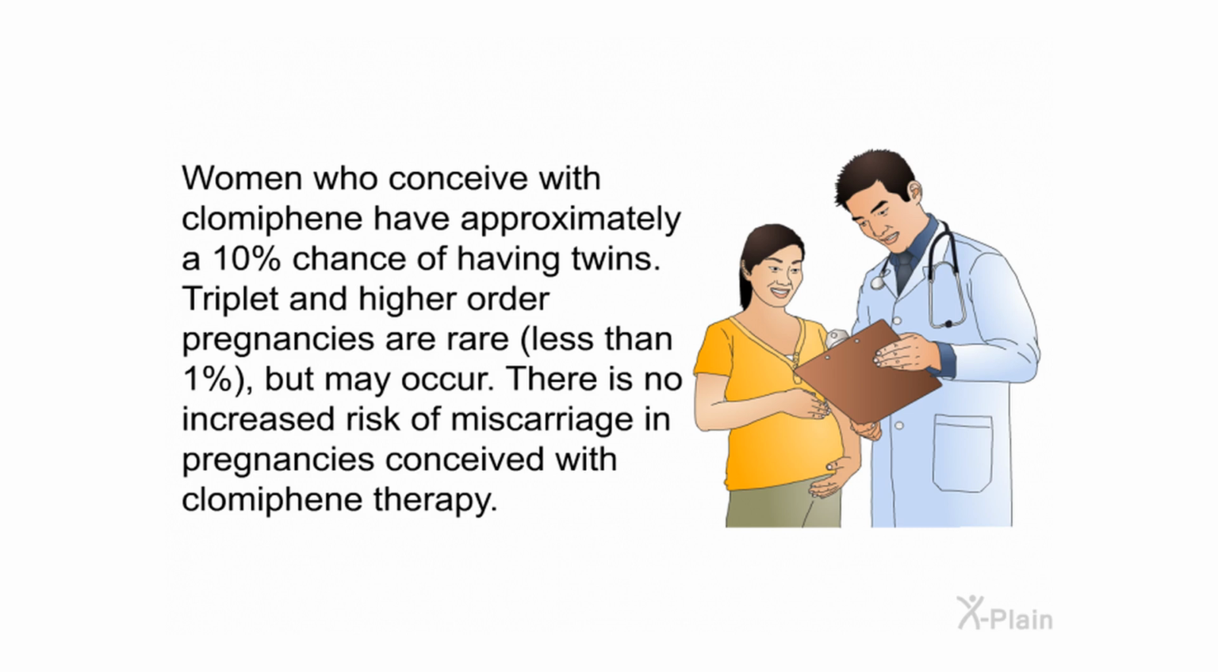Women who conceive with clomiphene have approximately a 10% chance of having twins. Triplet and higher order pregnancies are rare, less than 1%, but may occur. There is no increased risk of miscarriage in pregnancies conceived with clomiphene therapy.